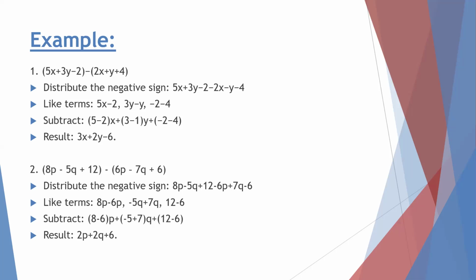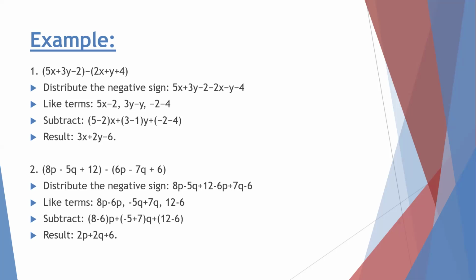Then it comes minus plus minus minus y, minus plus minus 4. Make sure you distribute the negative sign correctly. Now we will bring all the like terms together. It means what? 5x minus 2x, 3y minus y, minus 2 minus 4.